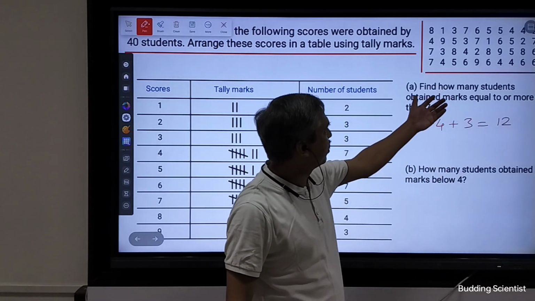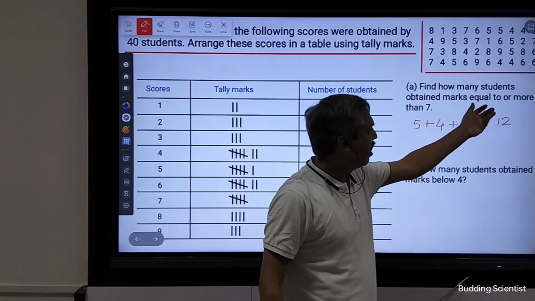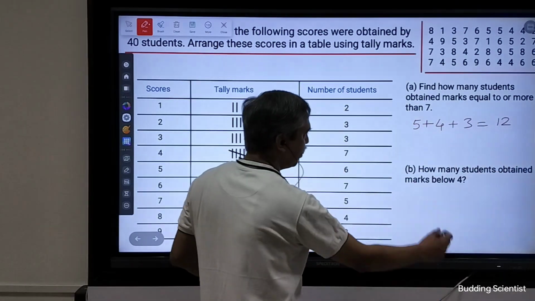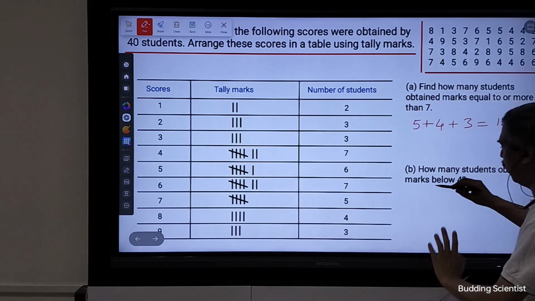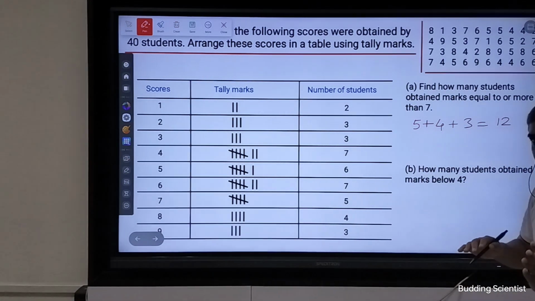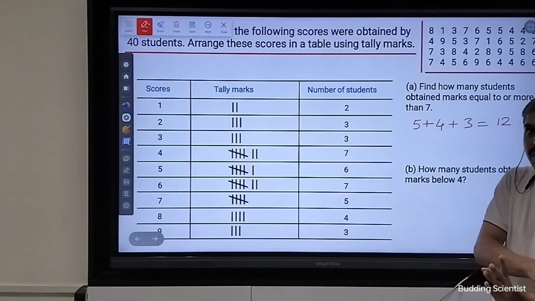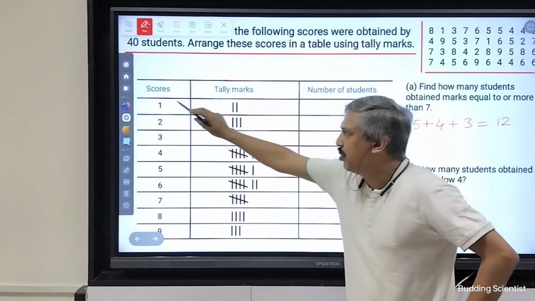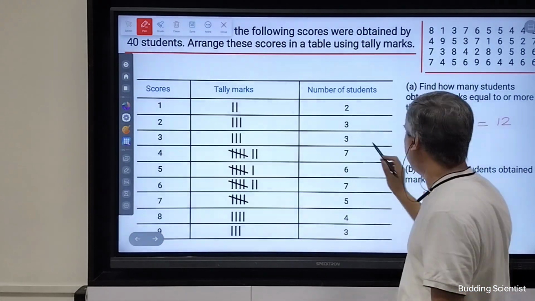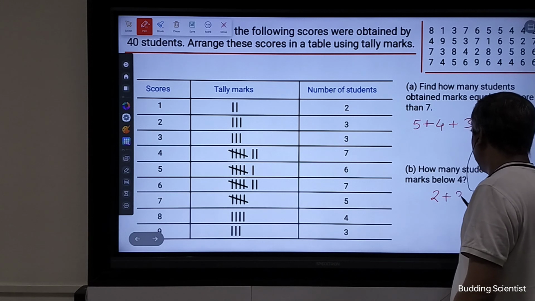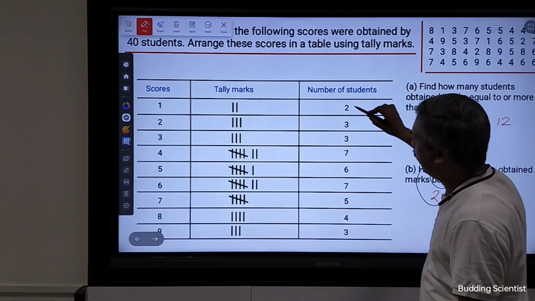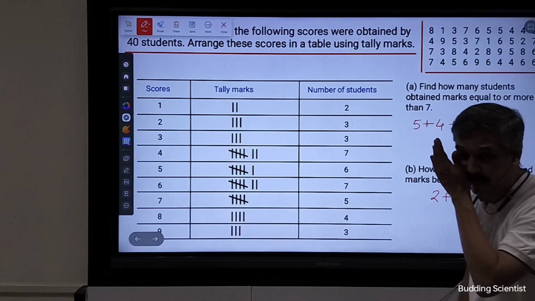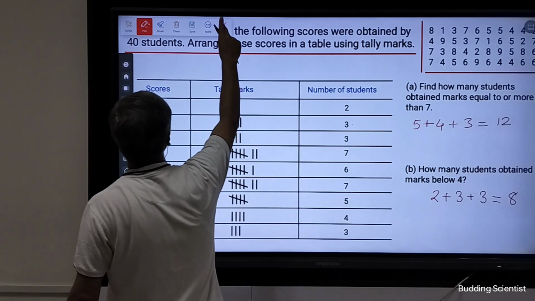So the answer of the first question, how many students obtained marks equal to or more than 7, is 12. How many students obtained marks below 4? The question is not saying below or equal to 4. It is just below. So equal to 4 we are not going to consider. So the answer will be the number of students who got either 1 or 2 or 3. So we have to take this, this and this. That's the answer.